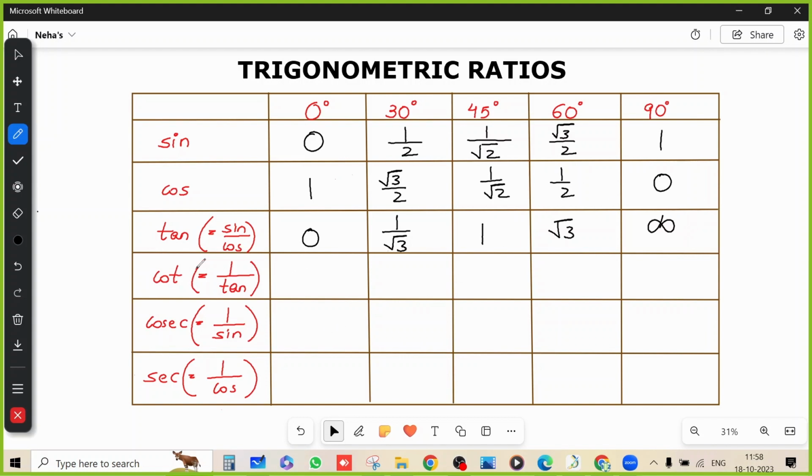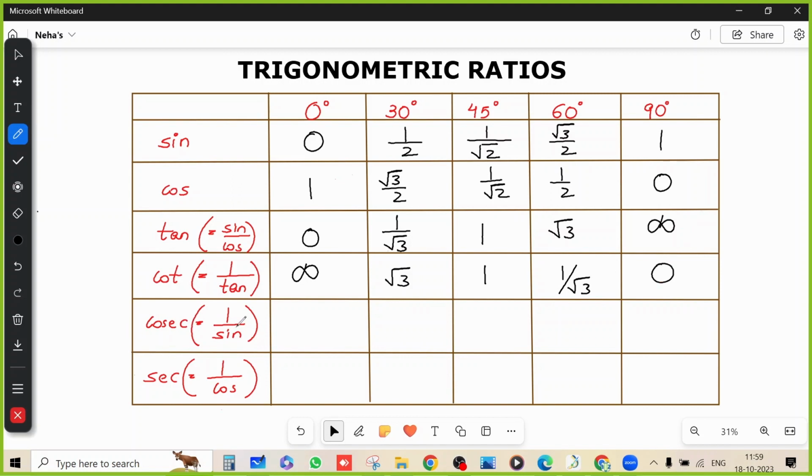Now for cot, we can easily find the values by using the values of tan, as cot is the reciprocal of tan. So this would become 1 by 0, that would give us infinity as the value. Then 1 by root 3 will be reciprocal, so this will give us root 3. The reciprocal of 1 is 1, reciprocal of root 3 is 1 by root 3 and reciprocal of infinity is 1 by infinity, which is 0.